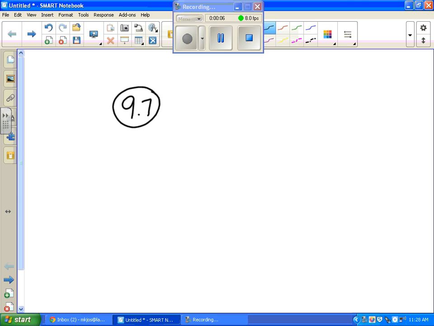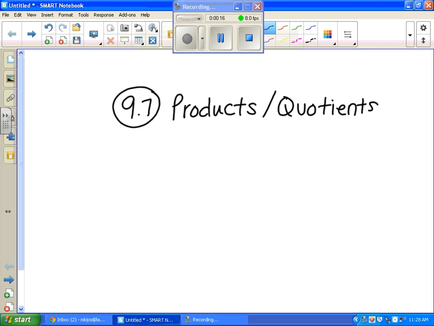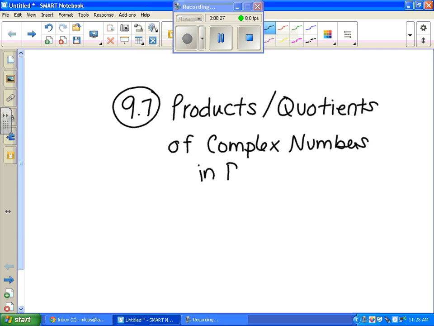9.7. Products and quotients of complex numbers in polar form.